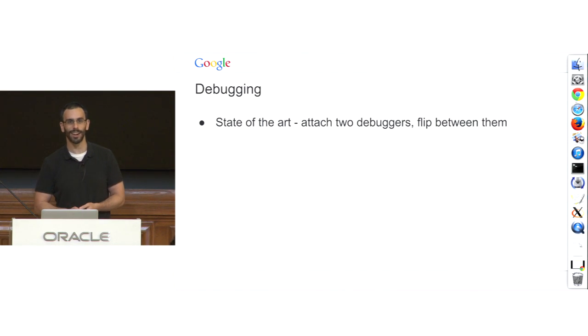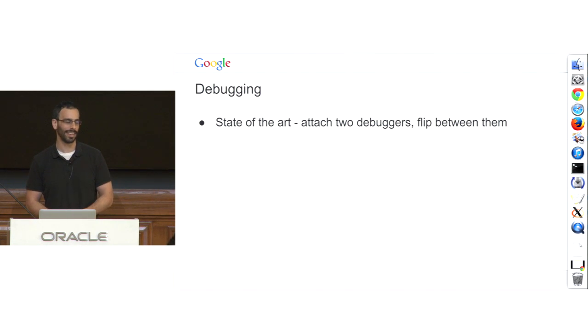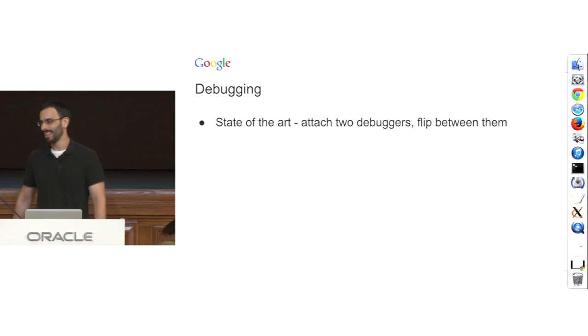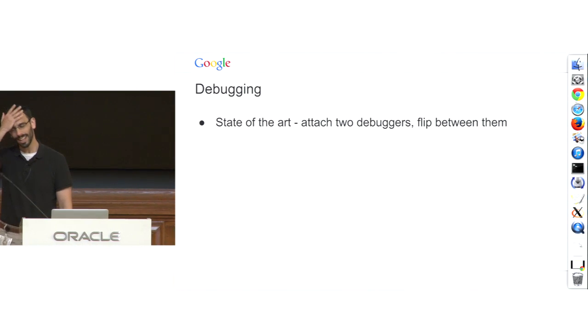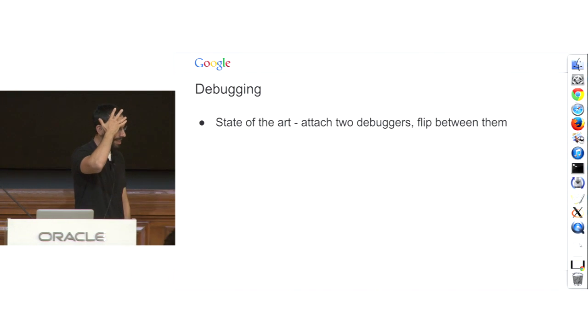So the debugging state of the art. And I think I've heard this from people at this conference also. What's the debugging state of the art? Well, you attach a Java debugger, and you attach a C++ debugger, and you keep changing your windows, and you flip it back and forth. Well, I don't like that, and I don't think anybody else likes that either. So we decided to do something about that.